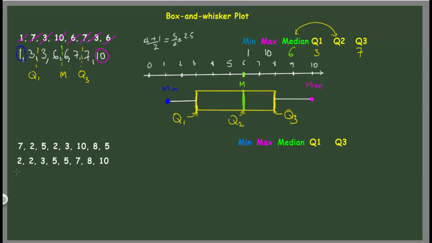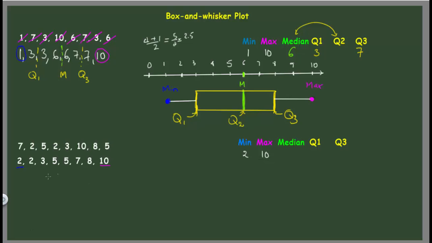We can see the minimum right here is 2, so we're going to put 2 here. The maximum is 10. This value here, so we put 10.